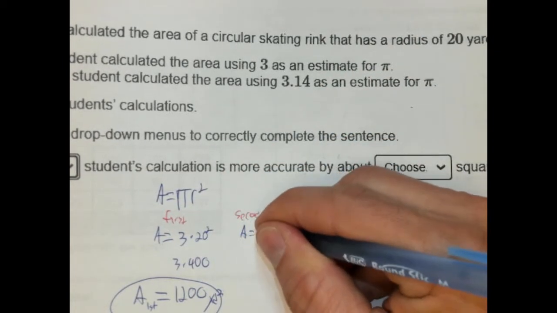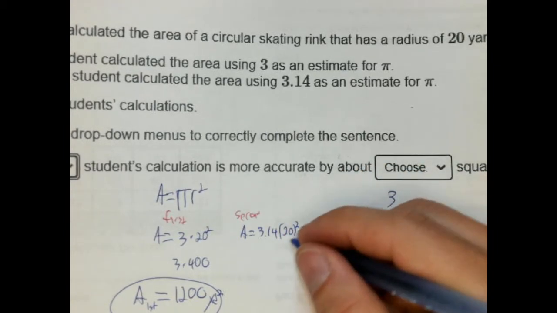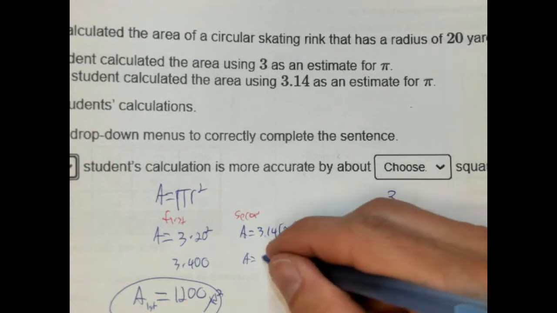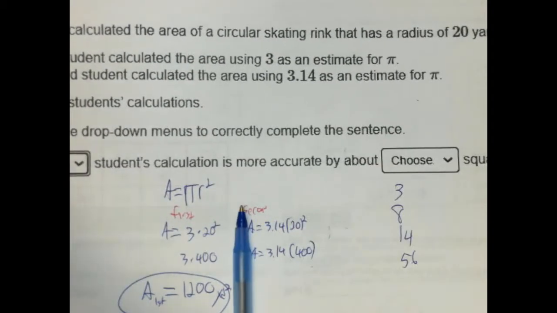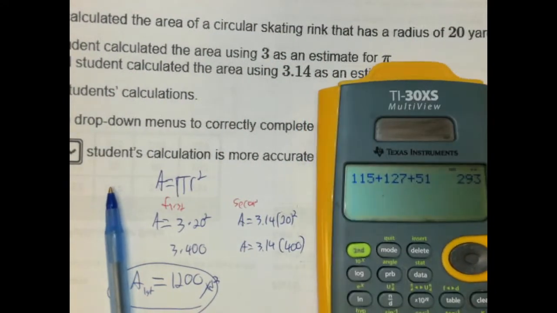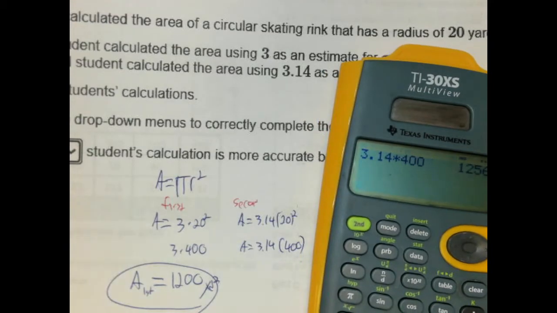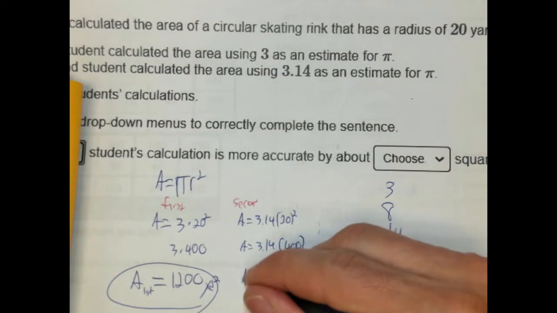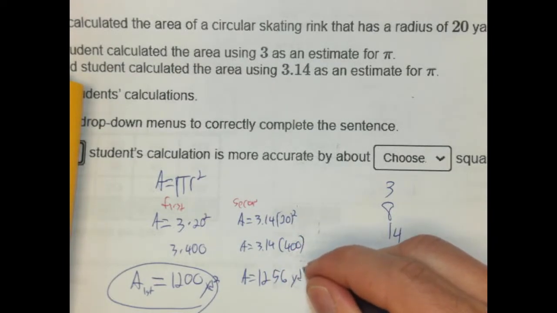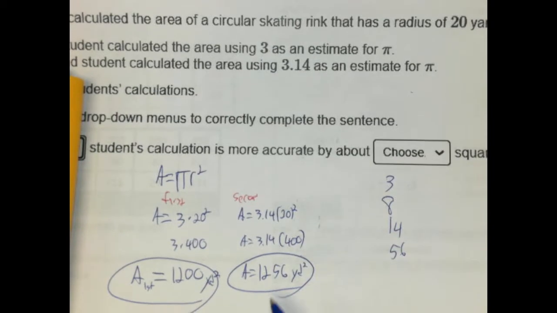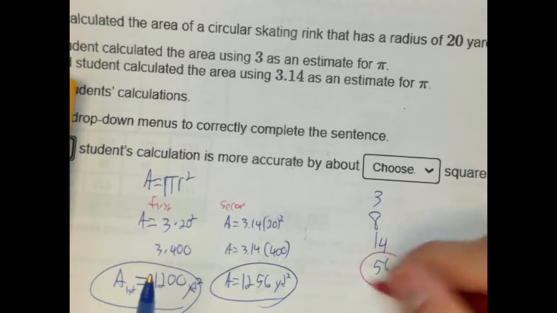So A equals 3.14 times 20 squared. So A equals 3.14 times 400. And this is where I'd want to use a calculator because I don't feel like writing that all out. 3.14 times 400 is 1256 yards squared. So it's more accurate by 56, which is our last option, because we know this is more accurate.